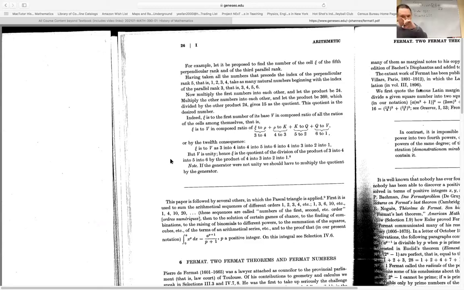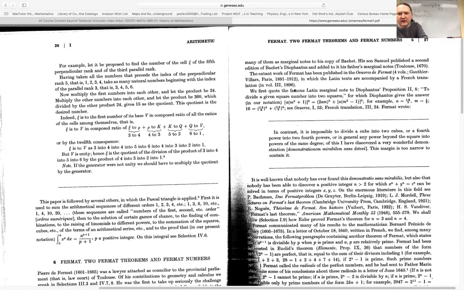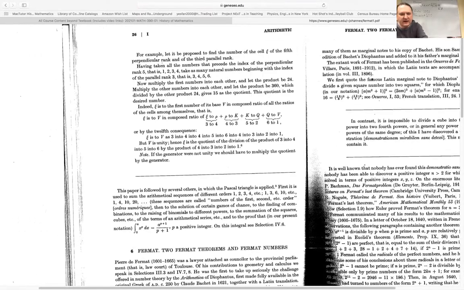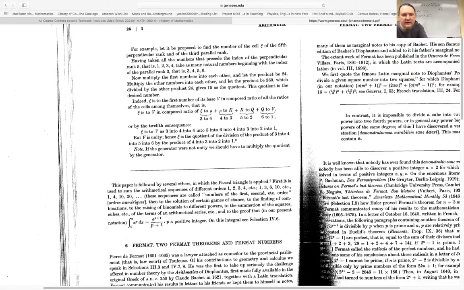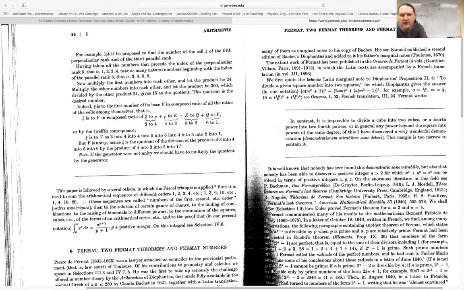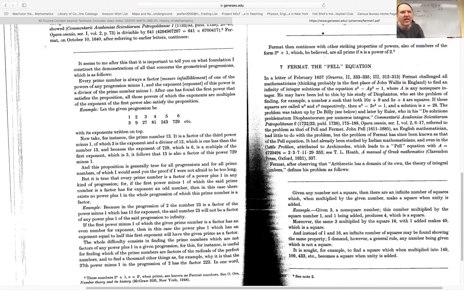All right, so here are two famous results of Fermat. So the first one is down. Oh, the first one is second. Well, that's interesting. I think we should do the little theorem first.